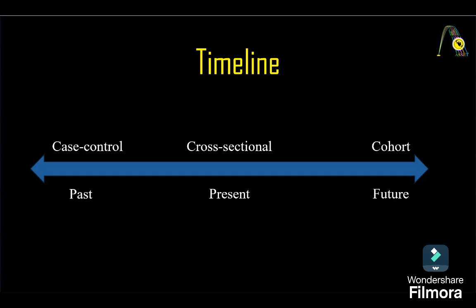And cross-sectional, these are, like I said, present, right? These are determining the prevalence. Prevalence means how many people in your population currently have something. That's the simplified definition of what prevalence is.